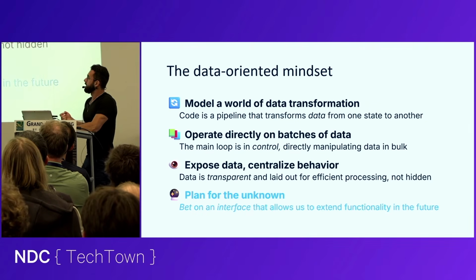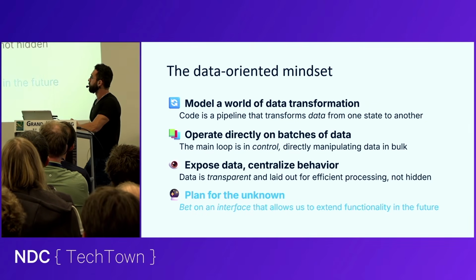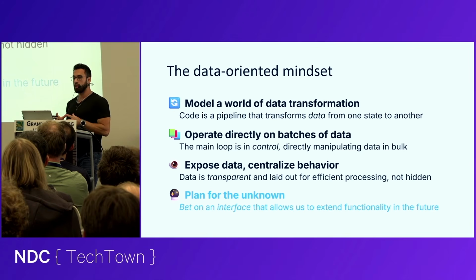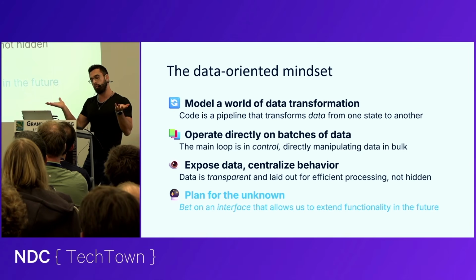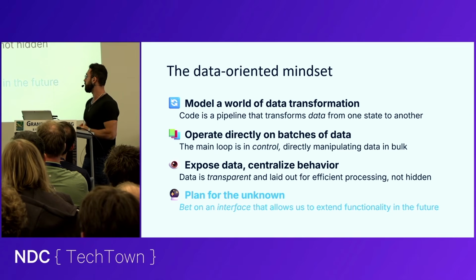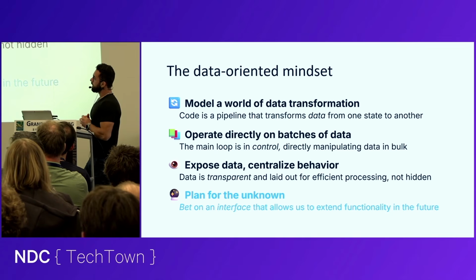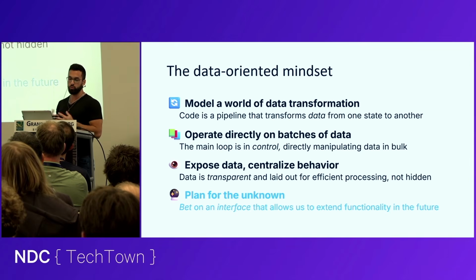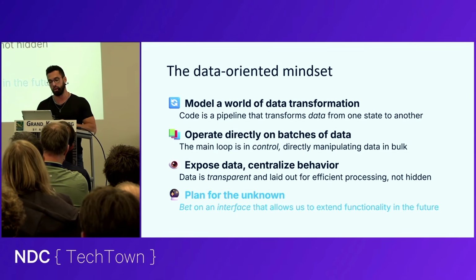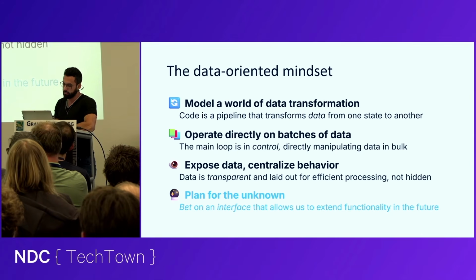We don't want to hide data. Data is the most important thing. We want to make it visible, we want to expose it. And we don't want to hide the behavior into classes. We want to bring it one level higher up and centralize it so that we can process things in bulk in a way that's transparent and not hidden. And this allows us to also decide to lay out the data according to the access patterns we're going to have to process it, which means we can figure out how to best lay it out to minimize cache misses.